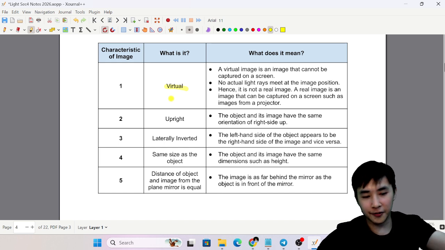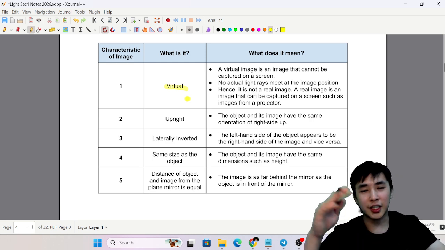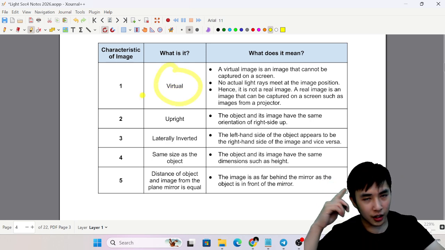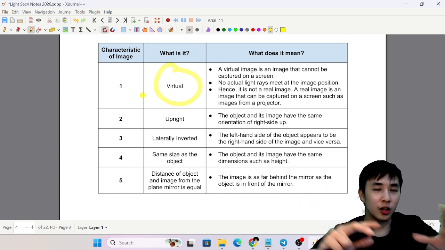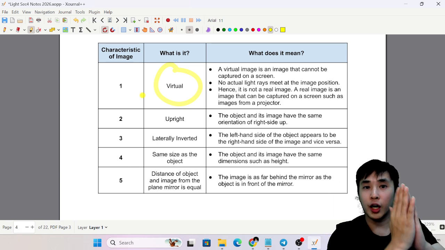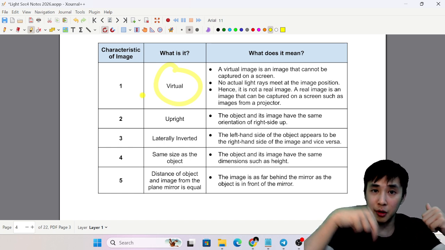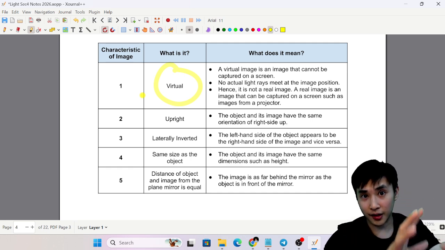Okay, so that's the definition of a virtual image. Next, I think a lot of people don't really understand what it means when I say that the image can't be projected on a screen. I want you to visualize this. Imagine you go to your house and stand in front of the mirror. When you look in the mirror, it appears as if you can see yourself.